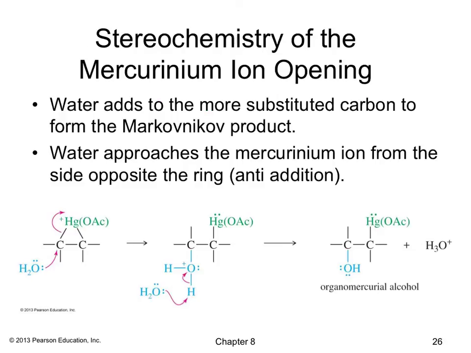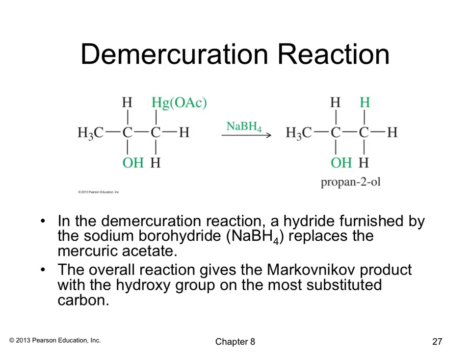In terms of stereochemistry, water adds to the more substituted carbon to form the Markovnikov product, which I've discussed already. Water approaches the mercurinium ion from the side opposite the ring, so it's an anti-addition. So here's the ring, so it's on the other side of that ring. It's an anti-addition, and so now you generate your organomercurial alcohol.